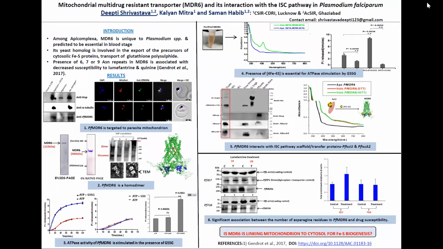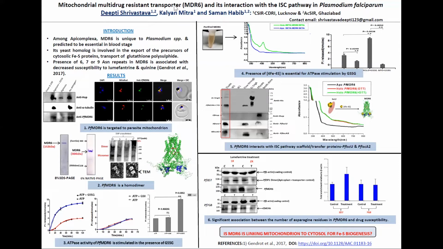Then further, we have seen that MDR6 is an ABC transporter, and in the context of ATPase activity, its ATPase activity was stimulated in the presence of oxidized glutathione as compared to reduced glutathione. Further, in the context of iron sulfur cluster transport, we performed a UV-visible scan, and we see a clear peak at 420 nanometers, which is indicative of a 4Fe-4S cluster peak.